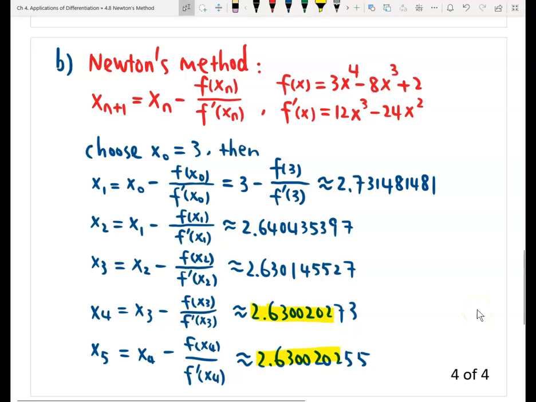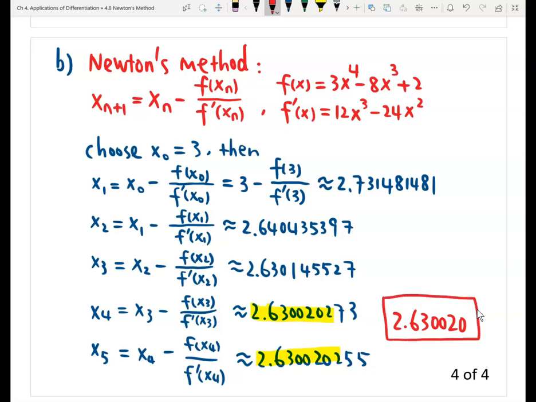So good. What do we have now? Newton's method gives us an answer. So the answer should be 2.630020. Okay, we don't need to look at the last digit, because there are 6 decimal places, right? So here is the answer.